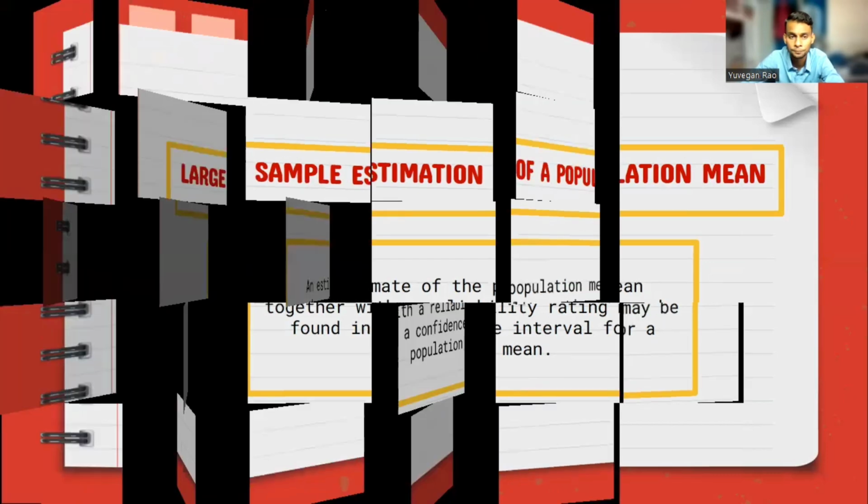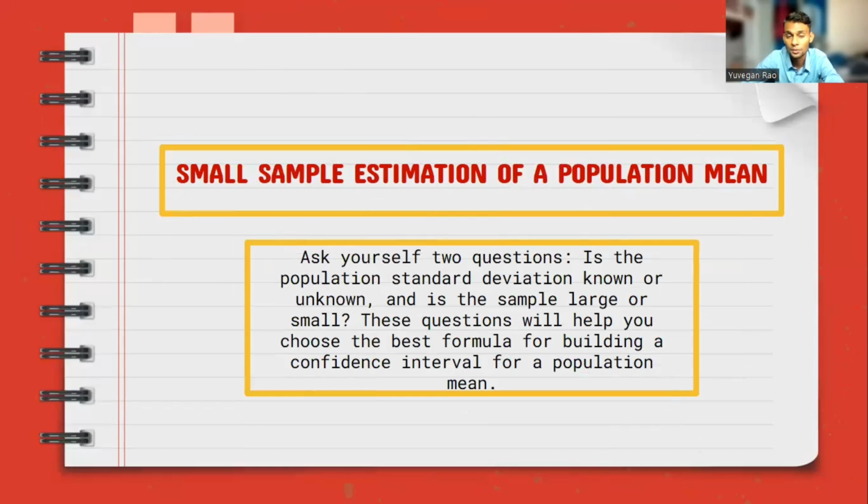Coming to small sample estimation of population mean, we should ask ourselves two questions. Is the population standard deviation known or unknown? And is the sample large or small? These questions will help you choose the best formula for building a confidence interval for population mean.